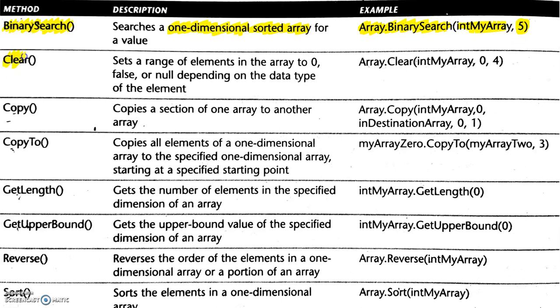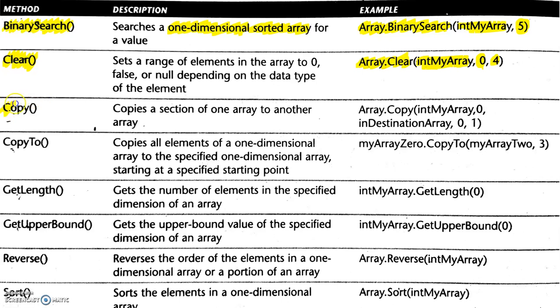Then clear is another method. As the name suggests, it will clear some area or some elements. It sets a range of elements in the array to 0, false or null depending on the data type of the element. Simply write the name of the array dot clear, then the name of the array, then the index from which you want to clear the content, and the length, meaning how many elements you want to clear. Like if I start from 1 or 0 or 2, then after that index how many elements I want to clear. So that is the clear method.